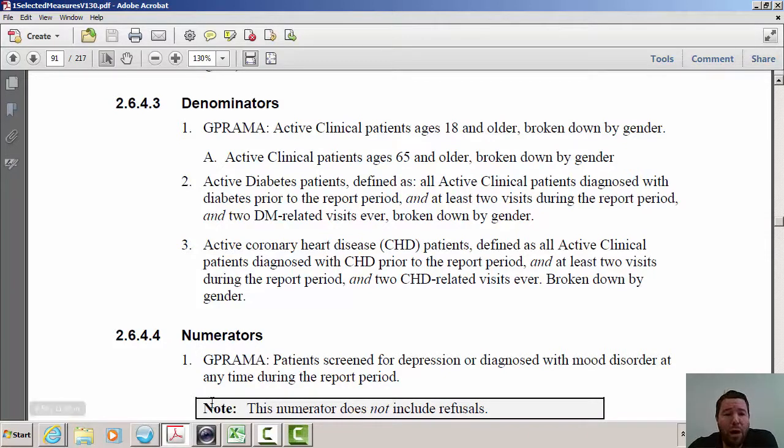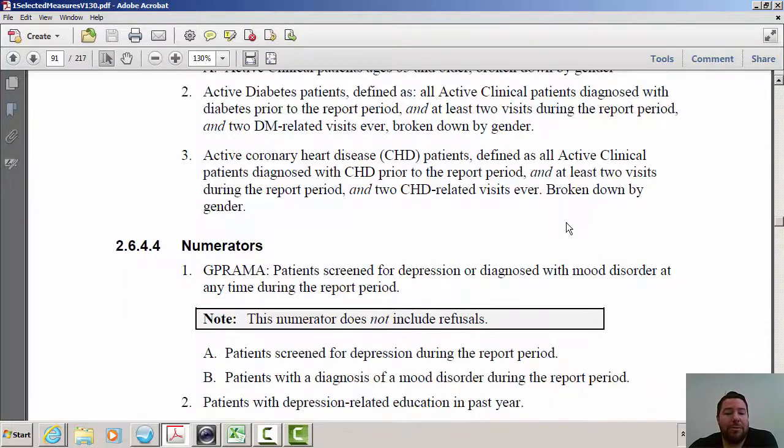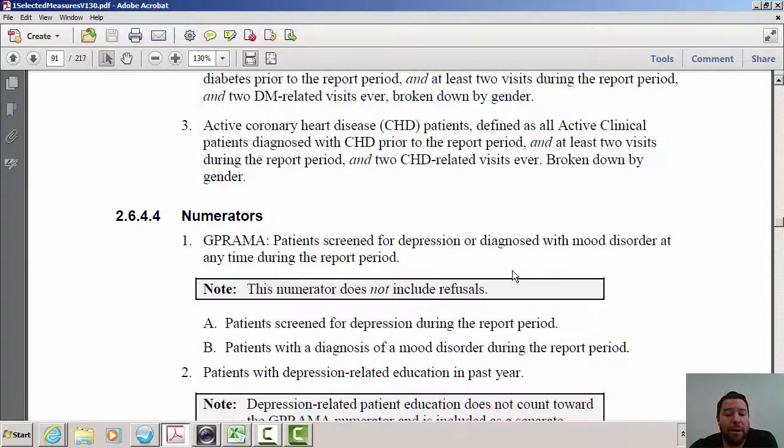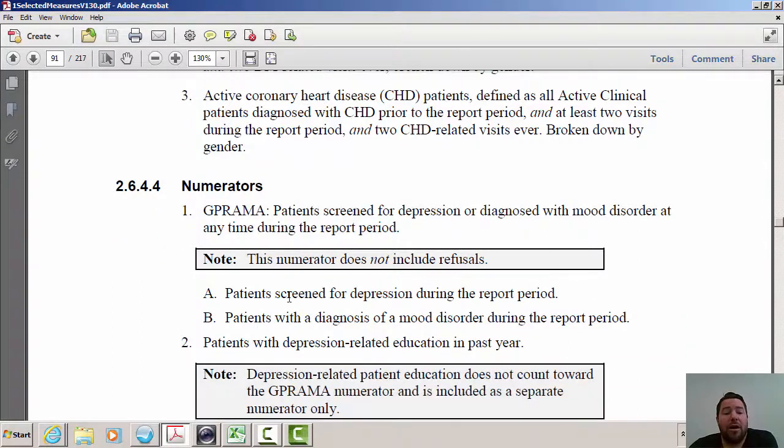What GPRA is looking for is active clinical patients ages 18 and older, broken down by gender. And how do we meet that? Basically, to satisfy this measure, patients screened for depression or diagnosed with mood disorder during the report period. Refusals don't count for this. Also, if they've had a diagnosis for depression or an education within the last year. So that's how we're going to satisfy this measure.